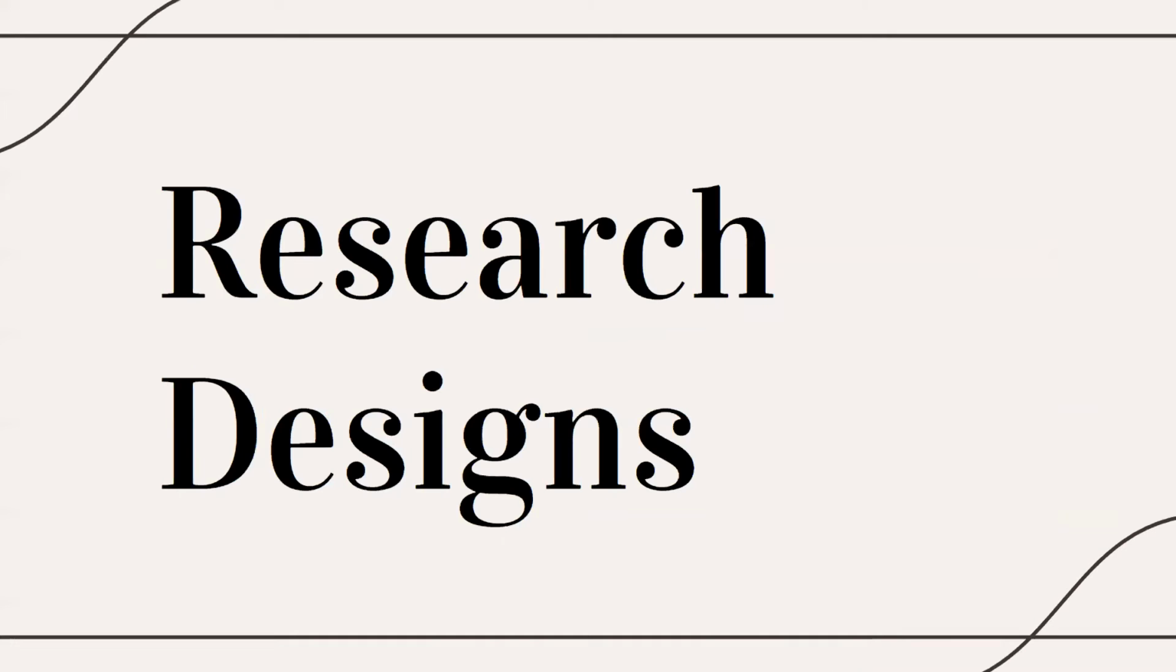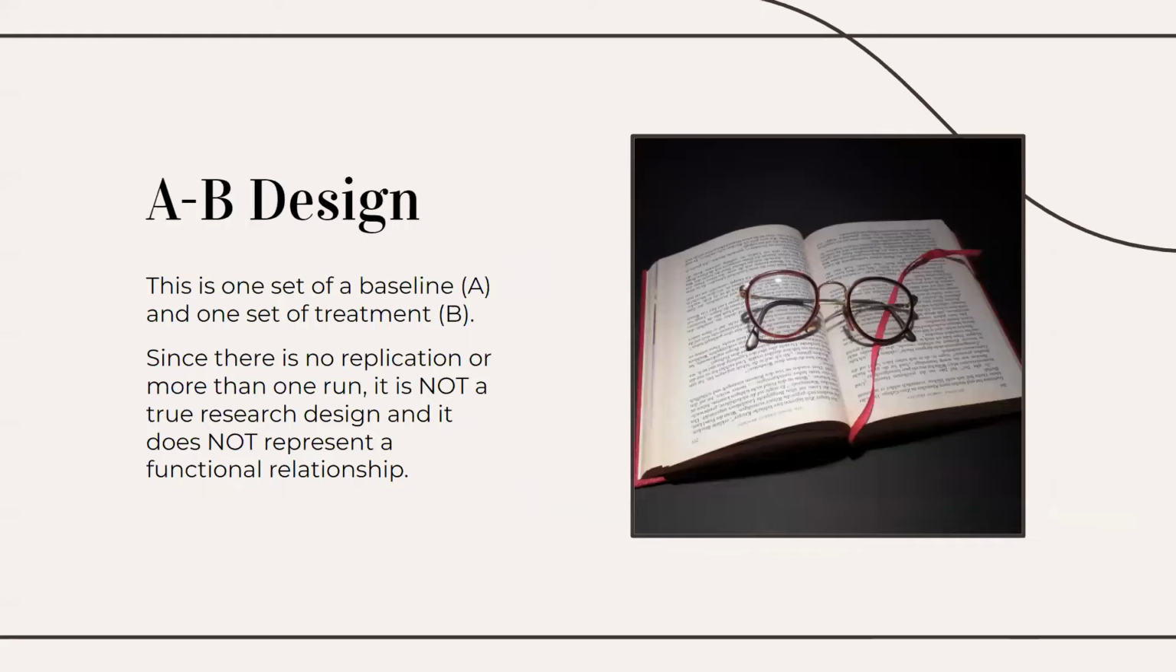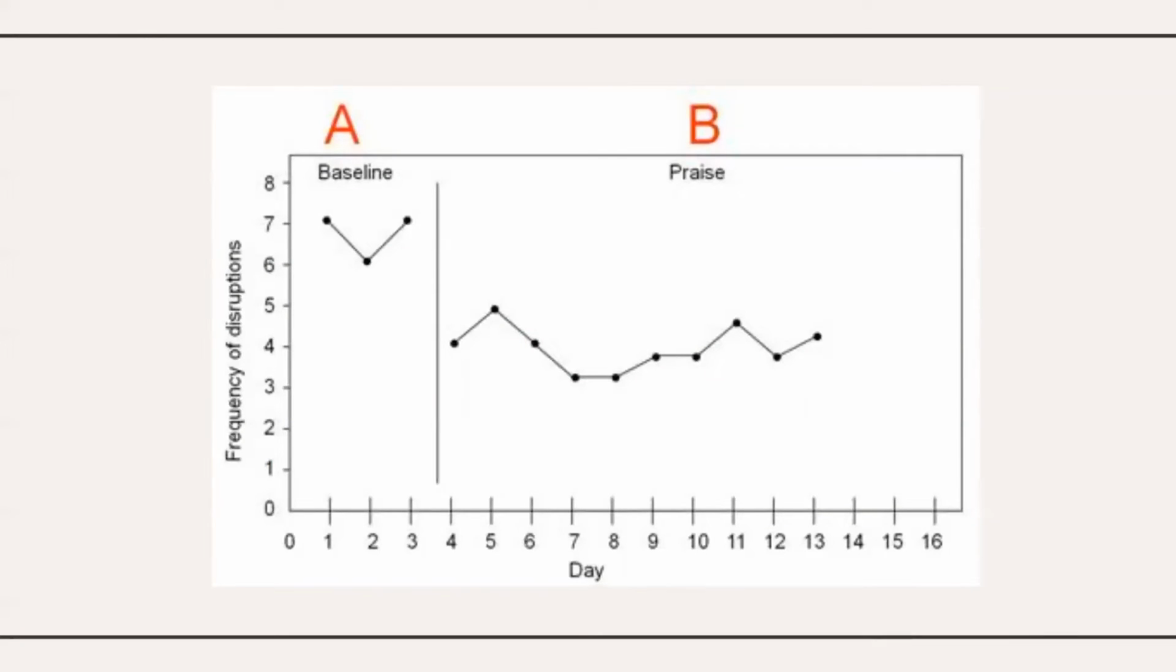Here are some research designs. The AB design is one set of a baseline and one set of a treatment. Since there's no replication or more than 1 run of this, it is not a true research design, and it does not represent a functional relationship like we discussed in the previous slides. Here is an example of an AB treatment design. There's 1 baseline and 1 treatment, which in this case is praise.